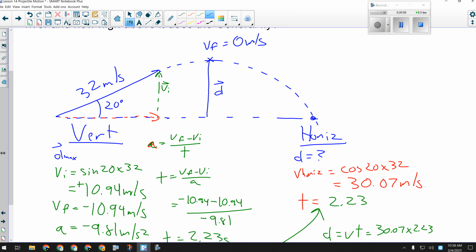Here are the things we have. We have VF. We have VI. We have acceleration. And we have time. So it would be 1.115 or something like that seconds, something along this, half of 2.23. Okay, everybody okay with that? Okay. Calculate the displacement then.